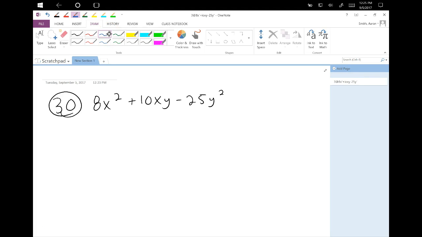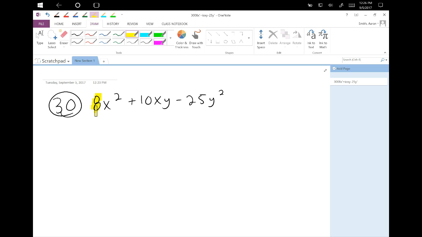On number 30, we want to factor this, 8x squared plus 10xy minus 25y squared. To do this, we want to note, first of all, it's a trinomial. Because it's a trinomial, we're not going to do difference of two squares. It's either going to be our guess and check factoring or our factoring by grouping. We also note that the number in front of the x squared is not 1, it's 8. So we're not going to do just the easy kind of factoring.